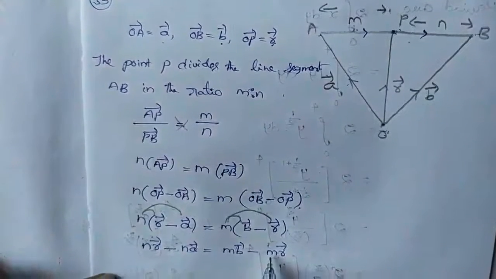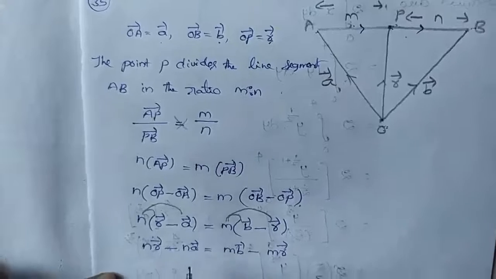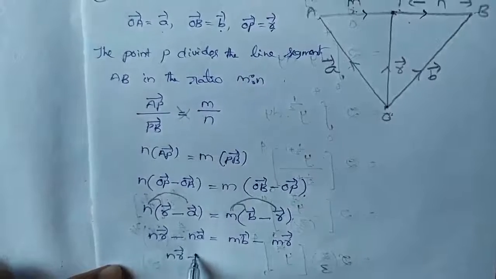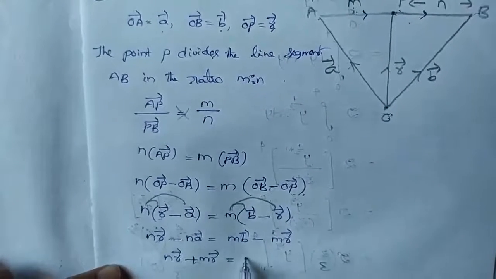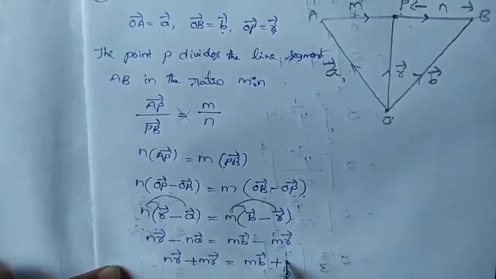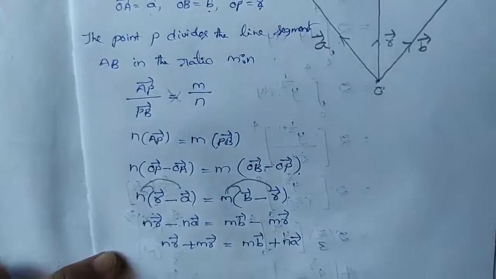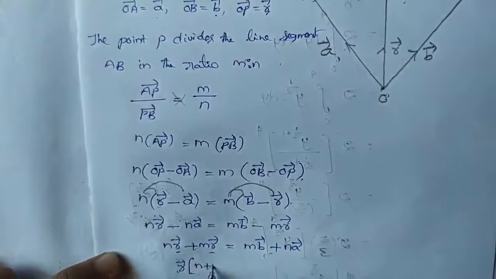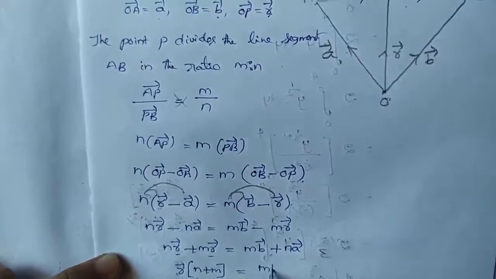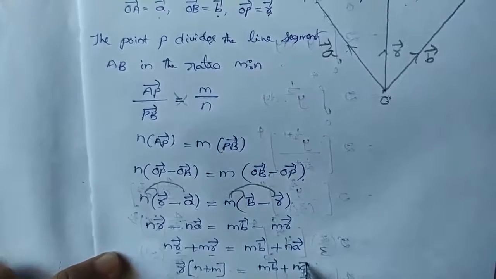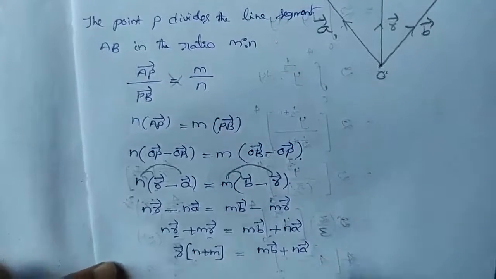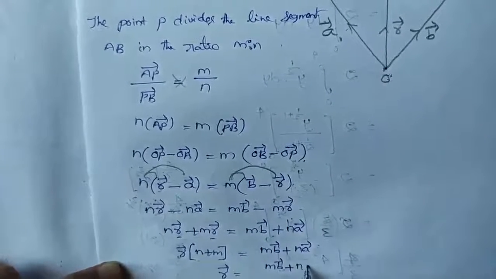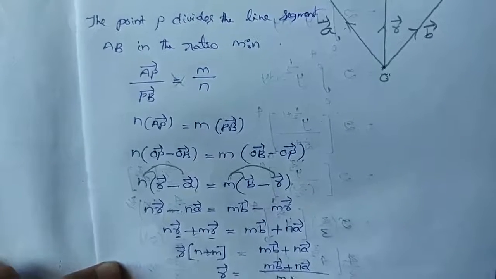Take minus m r vector to the left. Send this minus n a vector to the right. Then n r vector plus m r vector equals m b vector plus n a vector. In this, take r vector outside, then (n plus m) times r vector equals m b vector plus n a vector. Now we want r vector equals (m b vector plus n a vector) divided by (m plus n).